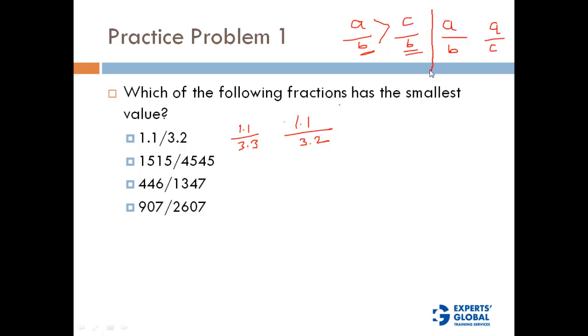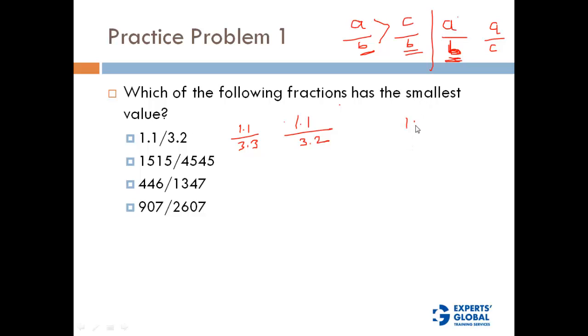If you have the same numerator and different denominators, the one with the higher denominator is going to be the smaller number. Why? Because we are dividing it into a higher number of pieces. So a by b means a divided into b pieces, whereas a by c means a divided into c pieces. The bigger the denominator, the smaller each piece is going to be, right?